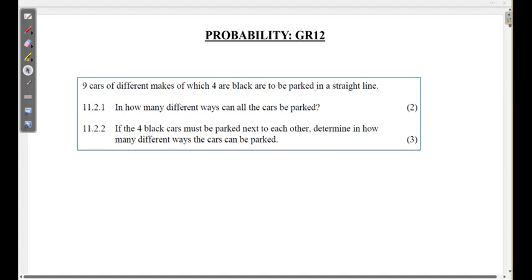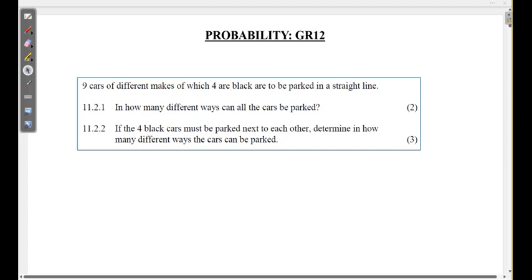So we're going to look at some revision on probability, and I'm focusing strictly on grade 12 probability, which is counting principle. I think as time goes on, we shall have grade 10 and 11 probability revision too. But for today, I want us to just tackle questions on counting principle. Probability is not really difficult, especially counting principle. This is where we should get our marks most of the times.